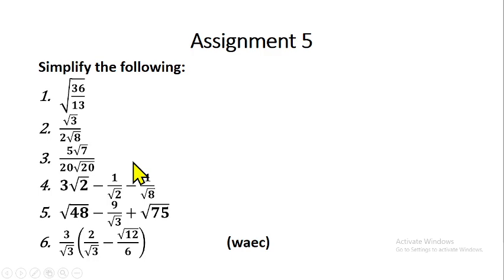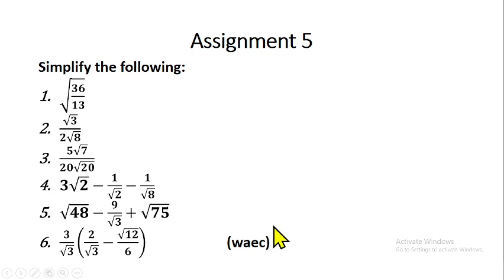Another question. Let's say I have 3 over root 3 plus, let's say, root 5. I cannot rationalize again with only root 3 now. No, because of that plus root 5 that is attached to it. That means I will multiply up and down by the conjugate of the root 3 plus root 5.